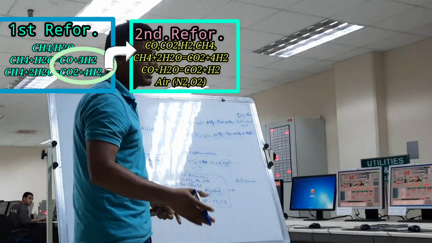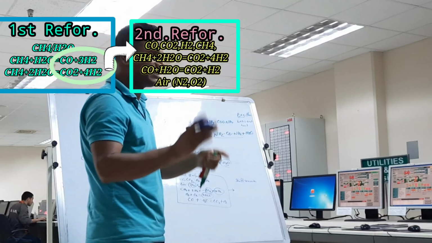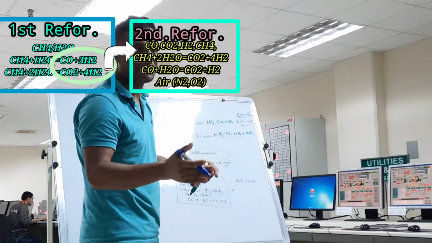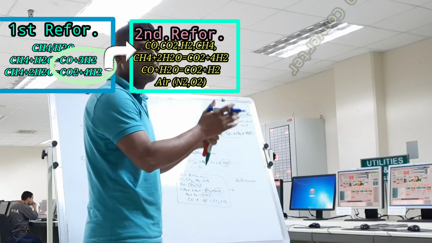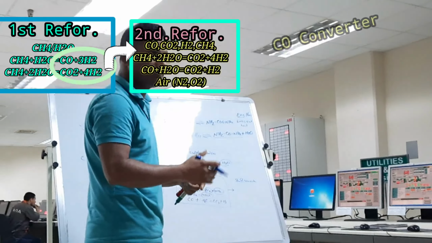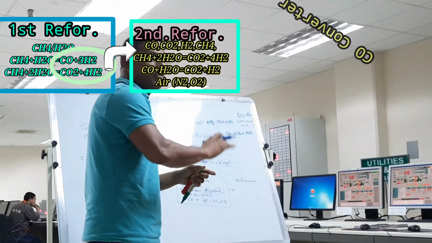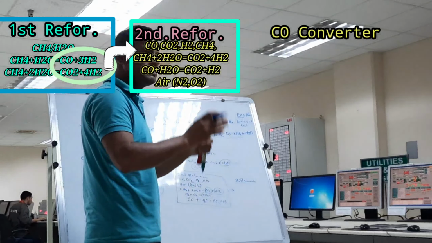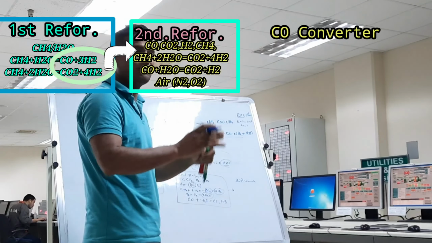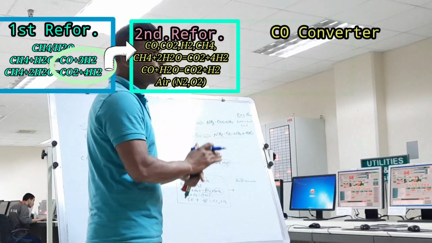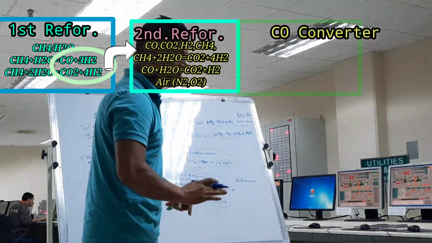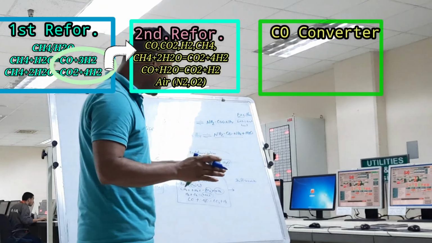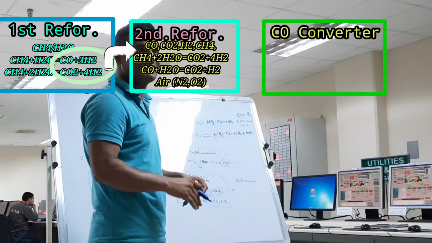There are two shift converters. One is called STS, another is LTS. STS means high temperature shift converter, and LTS a low temperature shift converter. Sometimes it is also called CU shift converter, because we are converting CO to CO2. So they are using two shift converters. The main function of this shift converter is to convert the carbon monoxide to carbon dioxide, by what? With a catalyst and with a temperature difference.